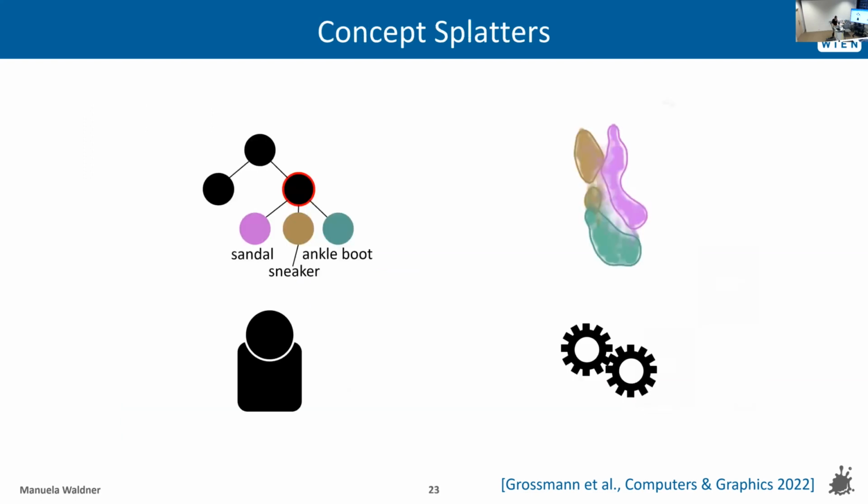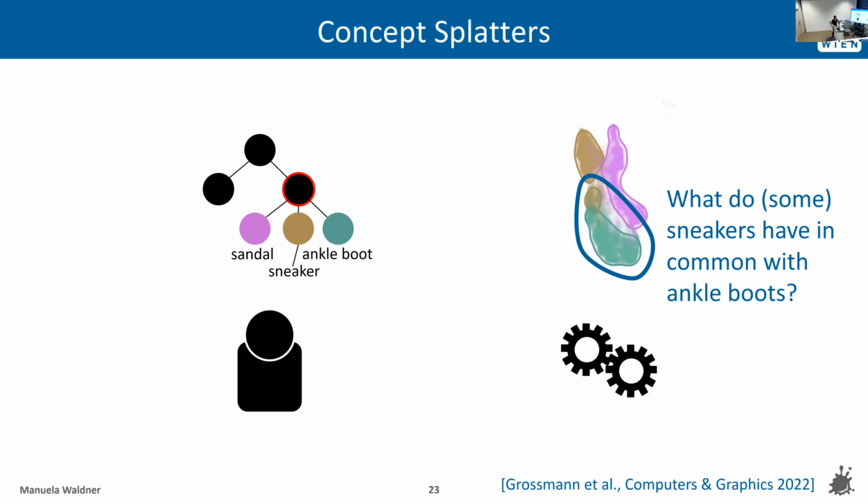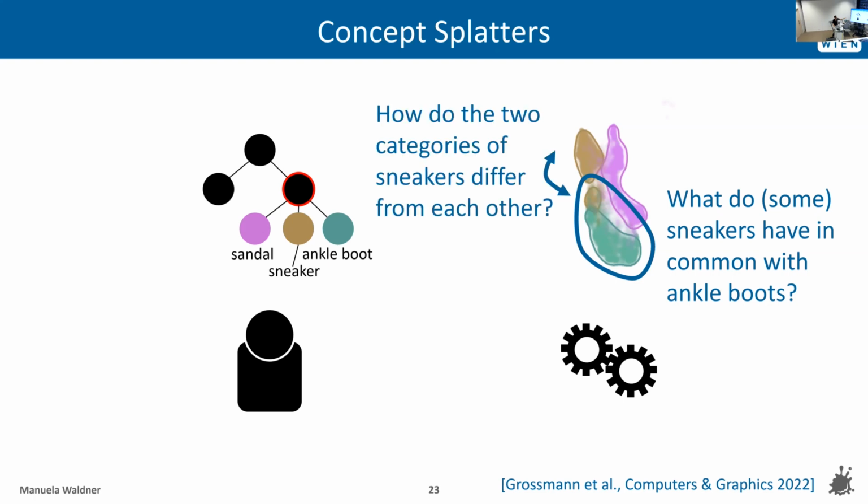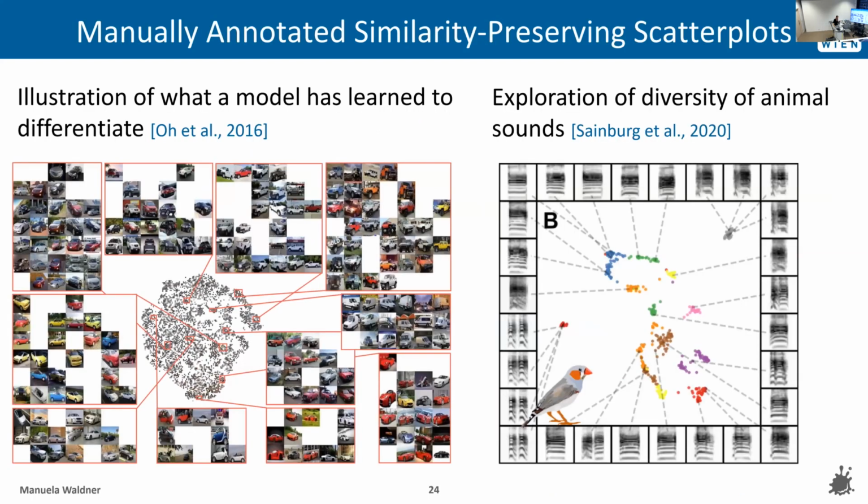So this works, but what it doesn't really show us yet is what these classes actually have in common, like some of the sneakers and the ankle boots, and also how these two categories of sneakers that the machine has identified actually differ from each other? And here we come back to prototype theory.